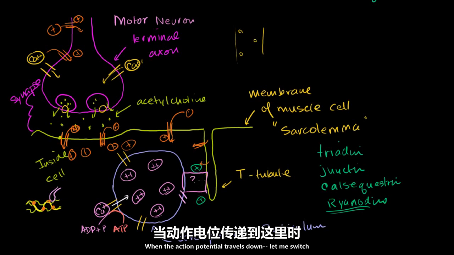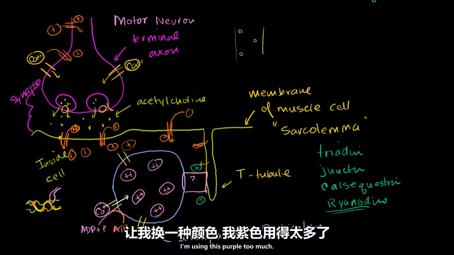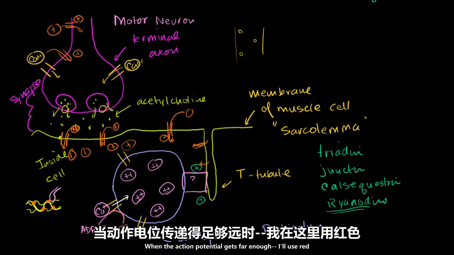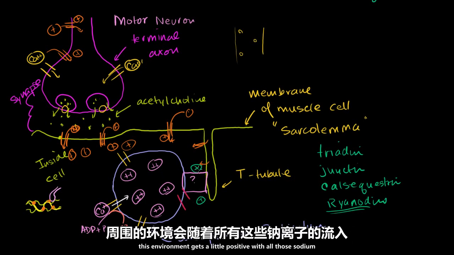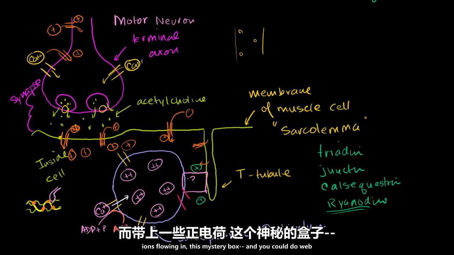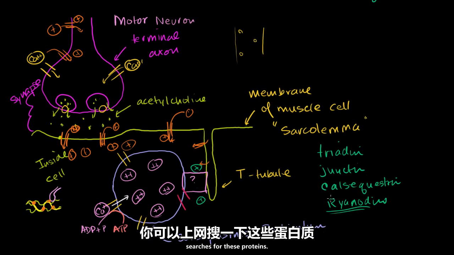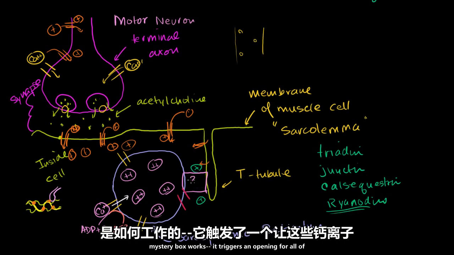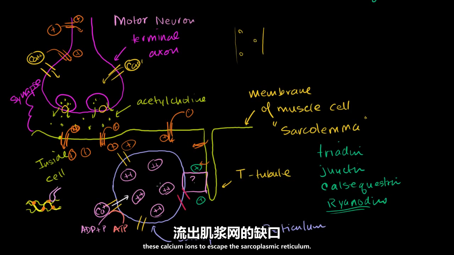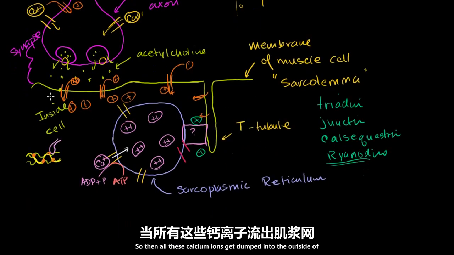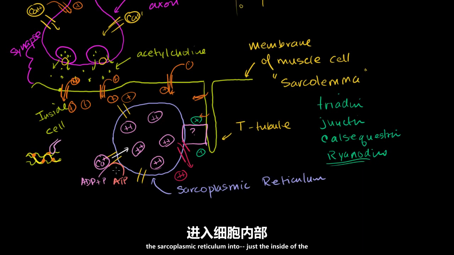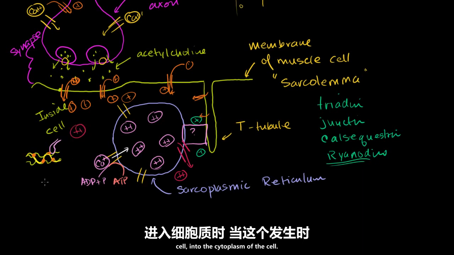When the action potential travels down, let me switch to another color. I'm using this purple too much. When the action potential gets far enough, I'll use red right here. When the action potential gets far enough so this environment gets a little positive with all those sodium ions flowing in, this mystery box, and you can do web searches for these proteins, people are still trying to understand exactly how this mystery box works. It triggers an opening for all of these calcium ions to escape the sarcoplasmic reticulum. So then all of these calcium ions get dumped into the outside of the sarcoplasmic reticulum, into just the inside of the cell, into the cytoplasm of the cell.